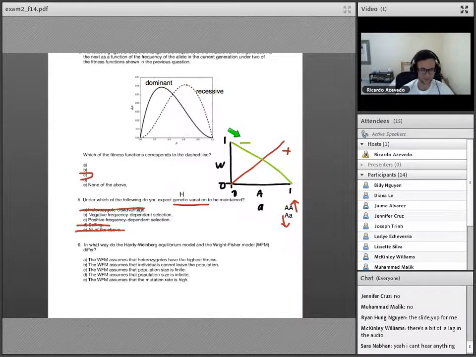But the point I want to make was that when it's positive frequency dependence, an allele is going to just keep increasing in frequency. So the homozygotes carrying that allele are going to increase in frequency. But in the case of negative frequency dependence, it is going to maintain heterozygosity. So it should be B.